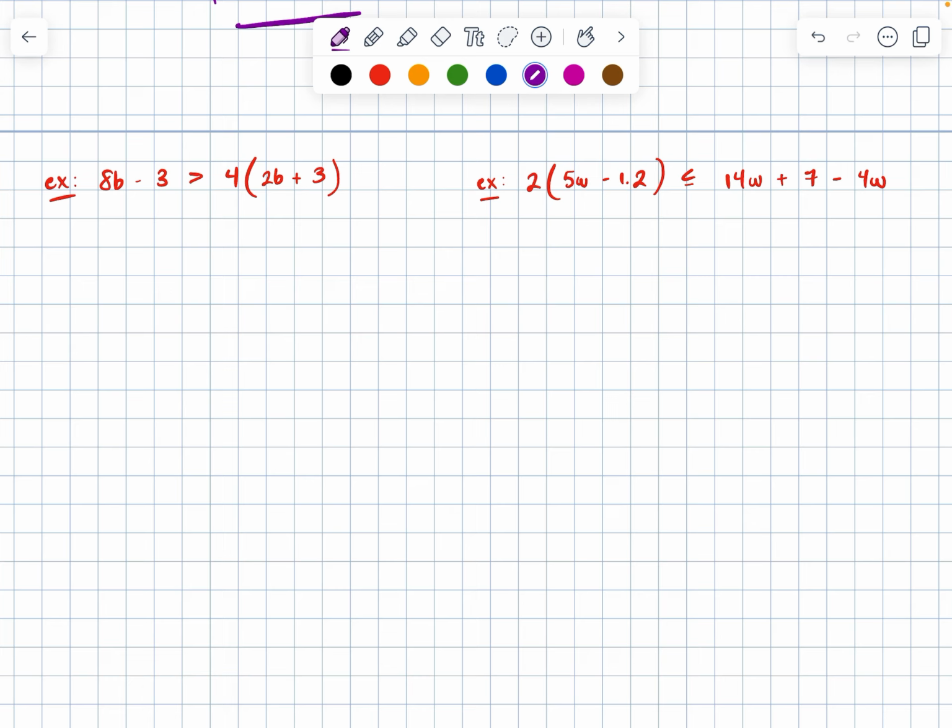Okay, 8b minus 3 is greater than 4(2b plus 3). So, first thing I notice are parentheses. I probably want to get rid of them. 8b minus 3, in this case, if I distribute on the right side, is going to be greater than 8b plus 12. Now, hopefully when you were solving this problem, you raised your eyebrow a little bit at this.